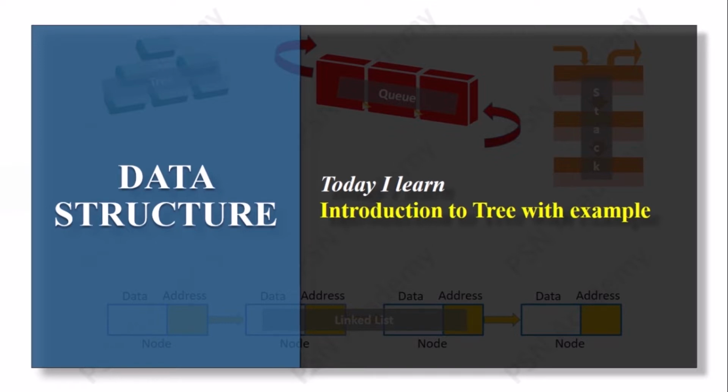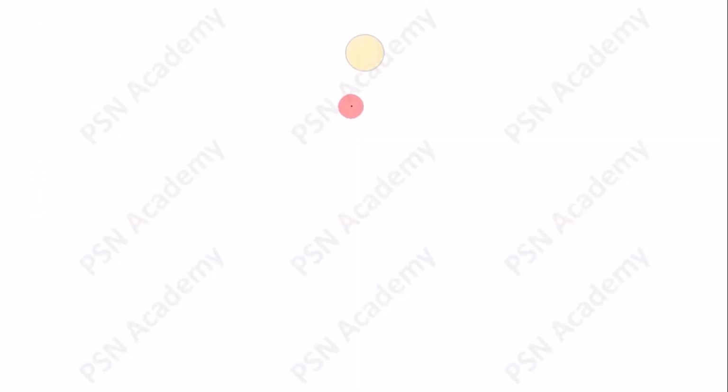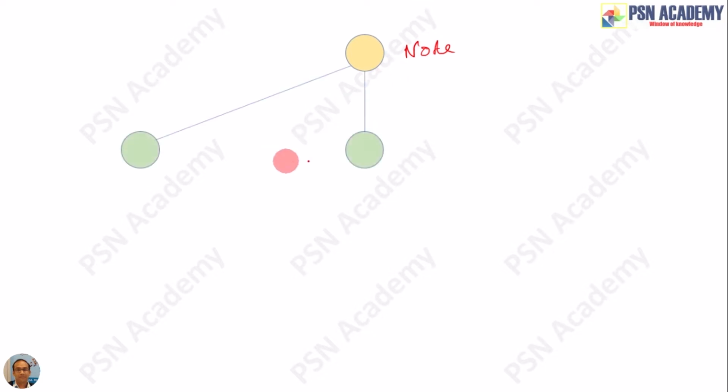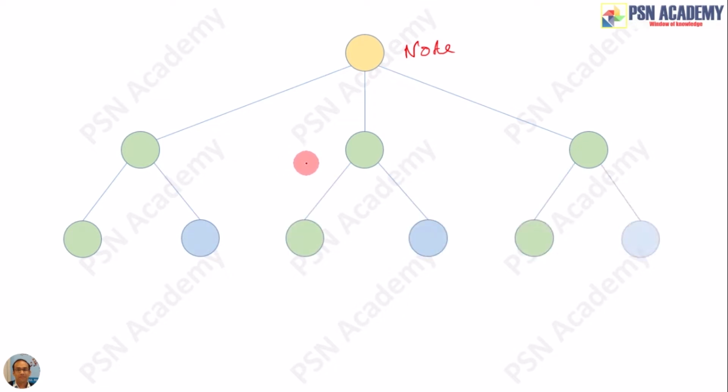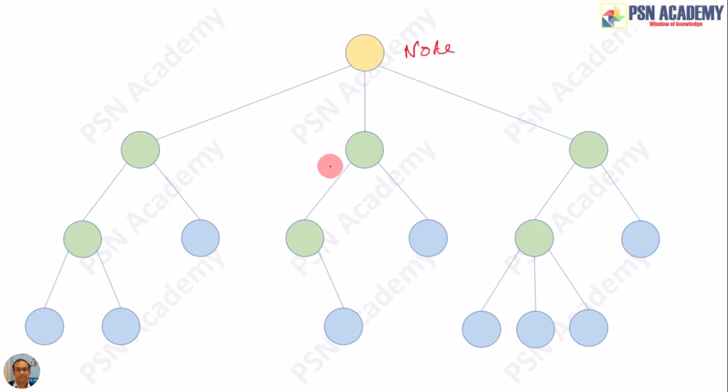Introduction to tree with example. Here we have a circle colored with yellow. This is a node. These are other nodes which are linked among themselves. A node may have a predecessor, or commonly called parent, and may have a successor, which is commonly known as child.